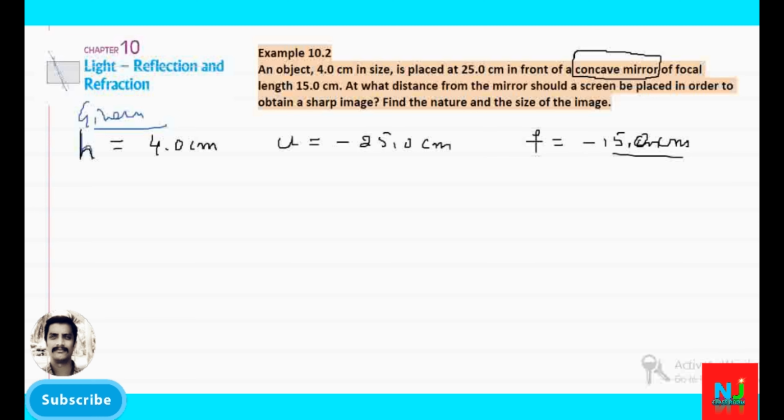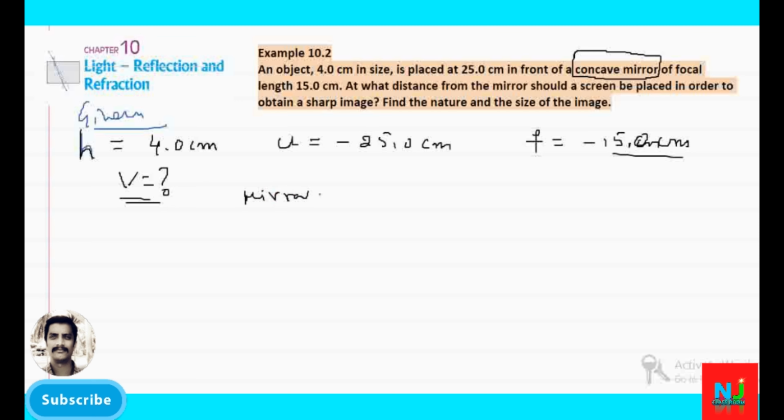At what distance from the mirror should a screen be placed in order to obtain a sharp image? That means the distance of the screen from the mirror, where the image of the object is formed, that is nothing but v. So we have to find v. v is the distance of the screen where we can catch the image, so that the real image can be formed, because the object distance is more than the focal length. So that is after the focus, between the focus and the center of curvature. Find the nature and size of the image. It is very important, very easy.